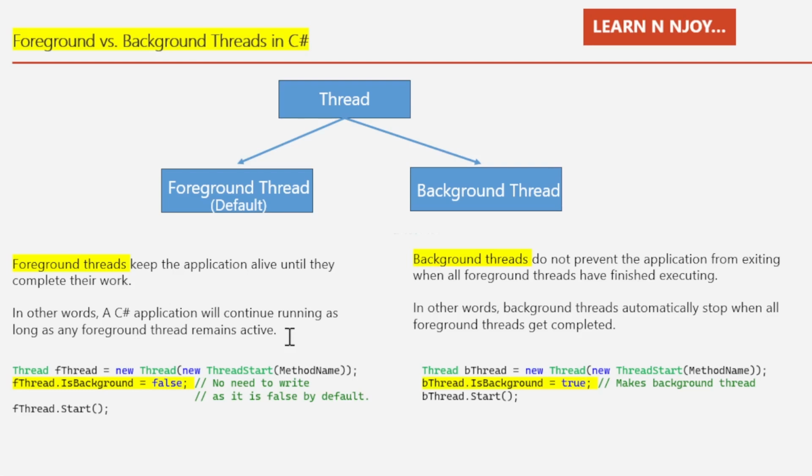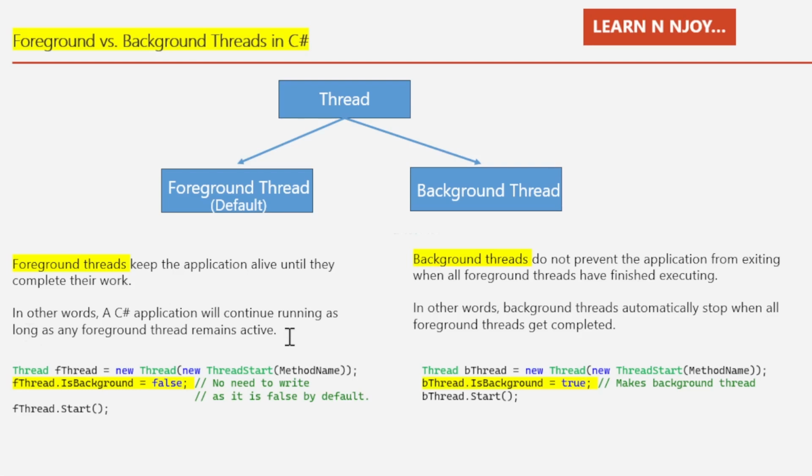You must be thinking how to create a foreground thread. The answer is very simple. We don't need to do anything specifically for creating a foreground thread. Whenever a thread object is created using the Thread class, it already becomes a foreground thread because the foreground thread is the default one.